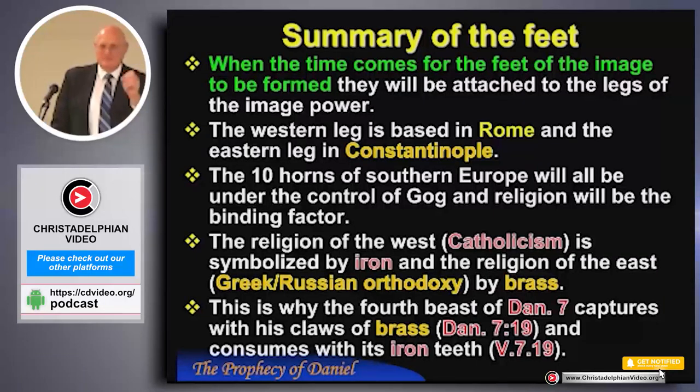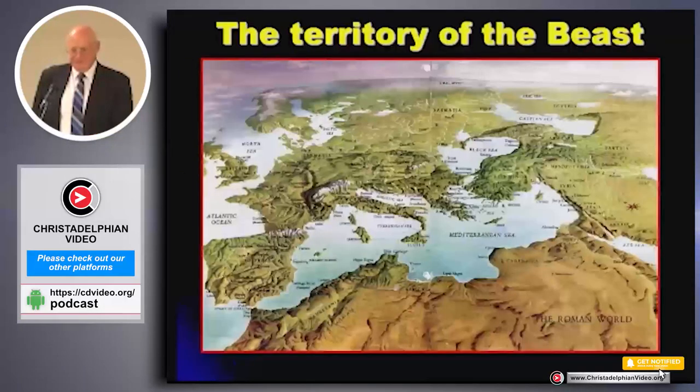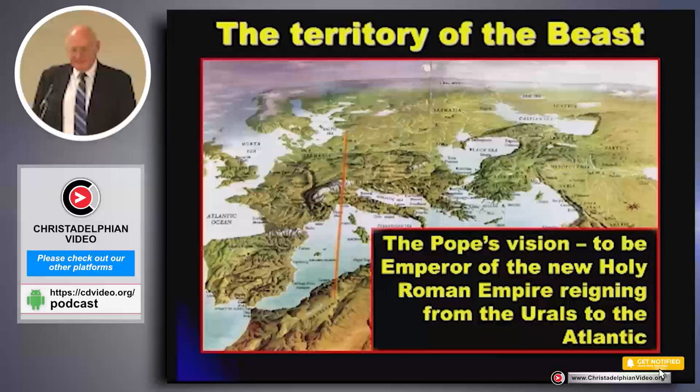The papacy wants the holy sites. The papacy wants the land. The Pope thinks he's the King of Jerusalem. That's one of his titles. Consuming it with the iron teeth. Brazen claws, iron teeth. Got the picture? So pristine, the way the Word of God presents things that we know will shortly come to pass. The territory of the beast is this territory here, all right?